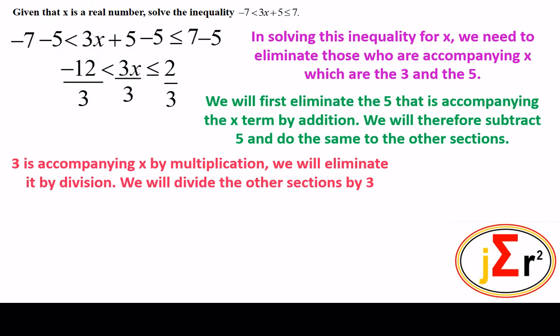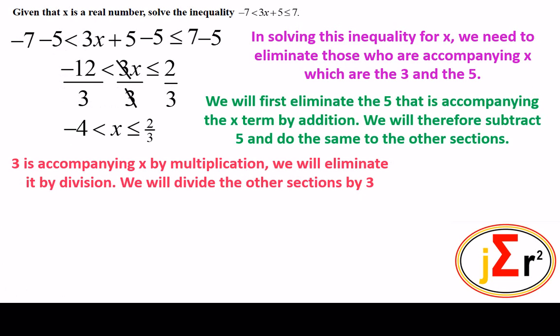Divide by 3, that's what we are trying to achieve here. We need to eliminate this 3 that is being multiplied right here. We'll do the opposite of multiplication, which is division. Additionally, we need to maintain the integrity of the inequality, and we will therefore divide the other sections by 3 also. So there we have 3 eliminated, and the x is all by itself. And of course it is not going to be difficult to see that negative 12 divided by 3 is equal to negative 4, and then we will have 2/3 right there.